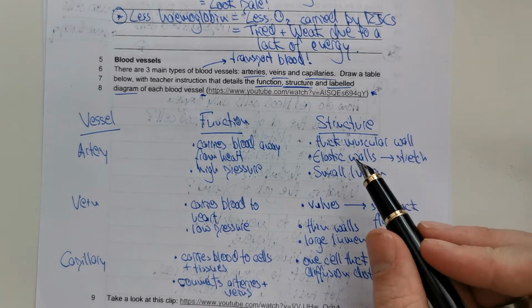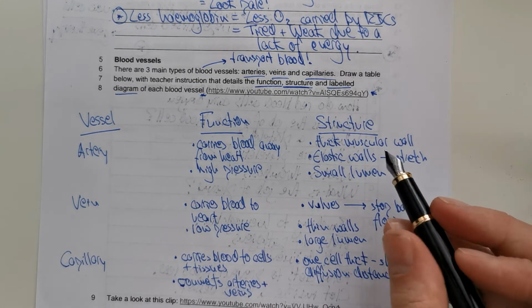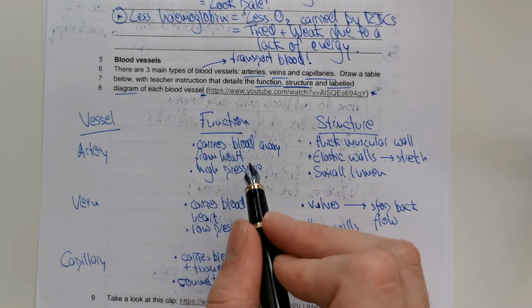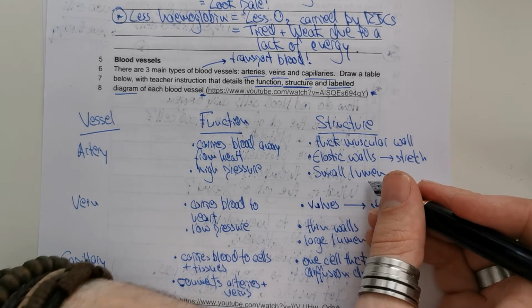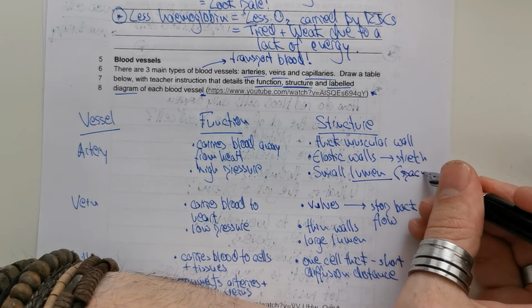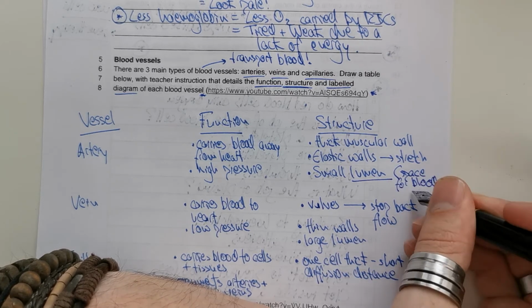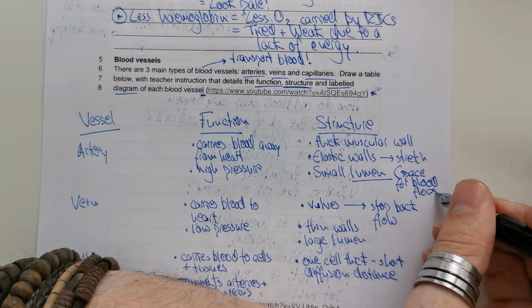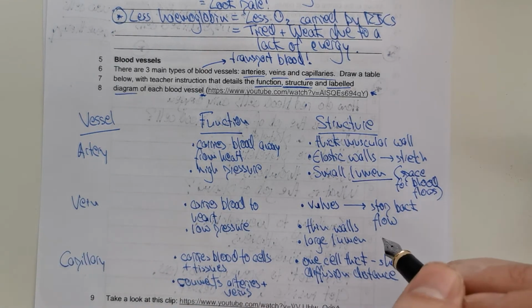Now, to do this, they need a thick muscular wall, which means they're really elastic and stretchy, so that they can pump the blood around the body long distances at high pressure. And a small lumen. The lumen is just the space in which blood flows. It's a tube, so it's quite a small space. So a small amount of blood flows through really quickly at high pressure.